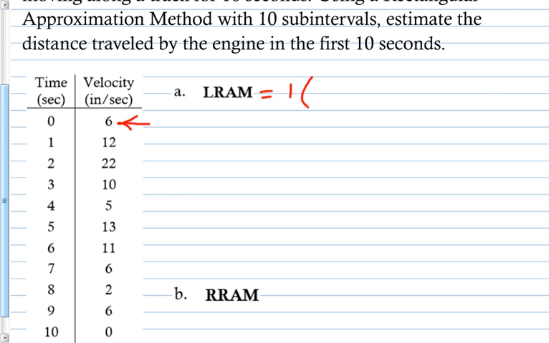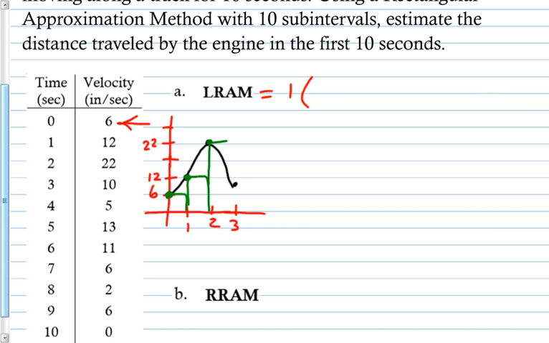I'm just going to make a rough sketch here. Let's pretend this is 6, this is 12, and this is 22. Okay, I'm just making a rough sketch. Do not draw this. I want to show you what I'm talking about. So 0, 6, that would be the first one. 1, 12, that would be here. 2, 22, that would be there. And then 3, 10, about there, right? Whatever this curve looks like, I would be using the left point for each one. So I'm going to use the very first y value or velocity. Okay. All right, let's get rid of that.